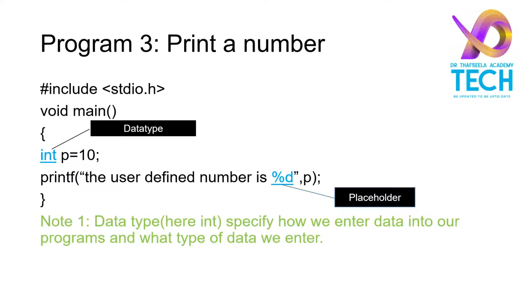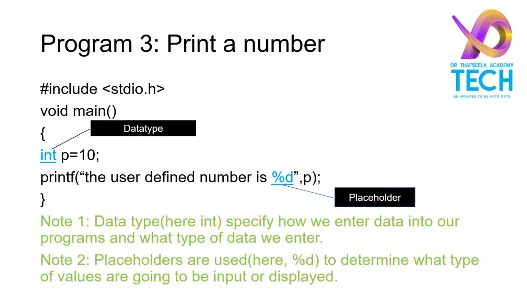So for that, we use the placeholders. Now, placeholders are used to determine what type of values are going to be input or displayed. So in this case, we are entering an integer value. So we have mentioned the data type int, and we are going to display an integer value. So we have used the placeholder %d. We will be explaining in more detail what data types and placeholders are in the following sessions.